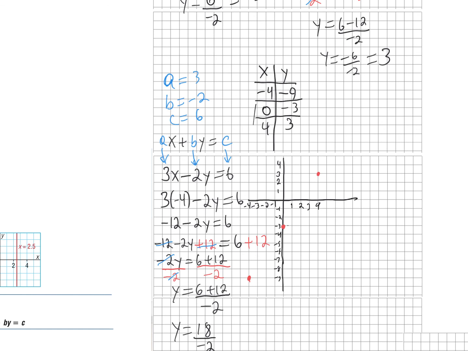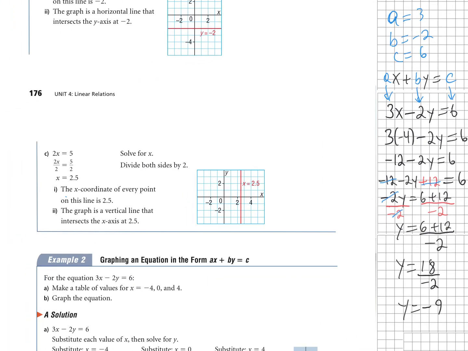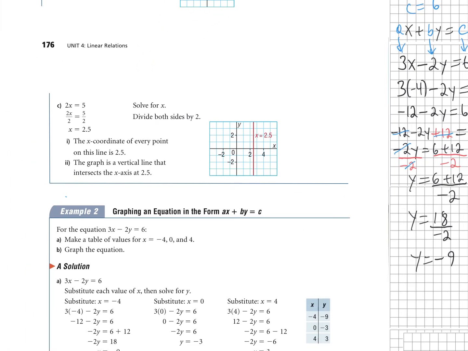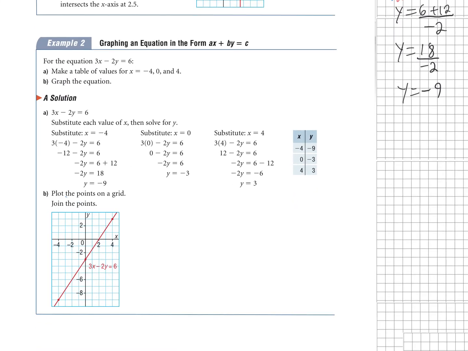And these do indeed form a straight line. So that's how we do example A, and we graph that equation right there. So there was the equation. We substituted in each of these values just like we've shown there. We got negative 9, negative 3, and positive 3, just like we did in our table. And the line looks just like this one here.